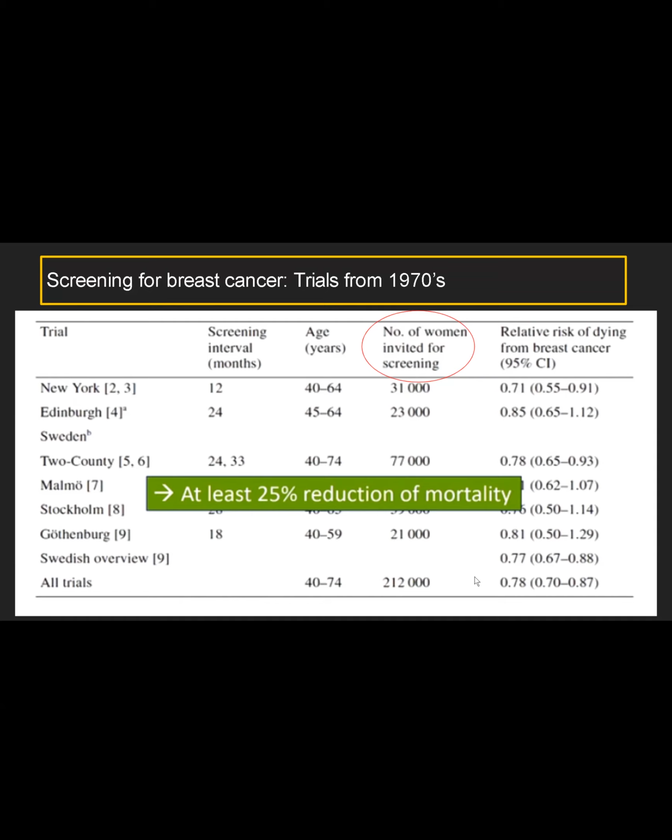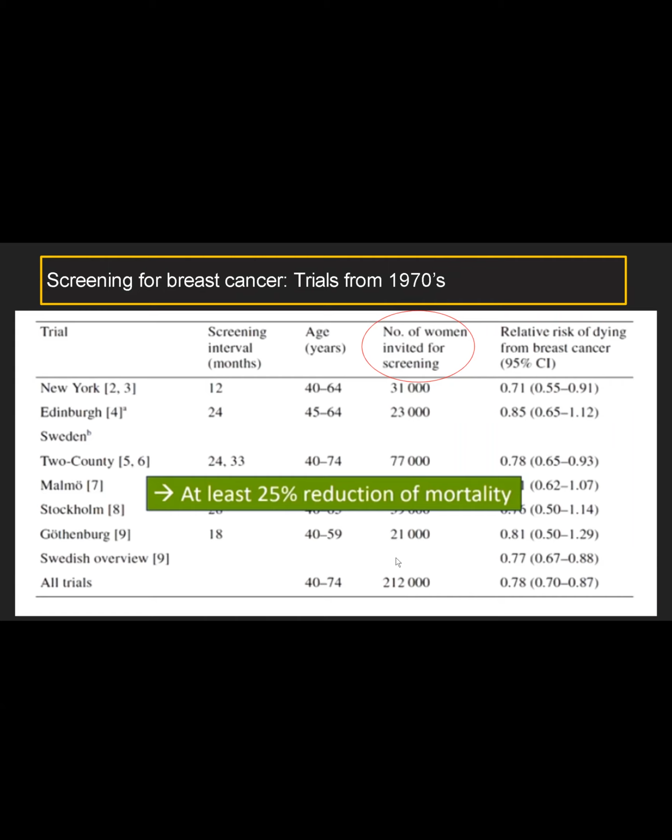So what they did in the 1970s is they sent out invitations to screen, and this number here is the number of women. So these were very large trials. This trial at the bottom here had over 200,000 women, and they had a lot of women in all these trials. And what they found is at least a 25% reduction in mortality.